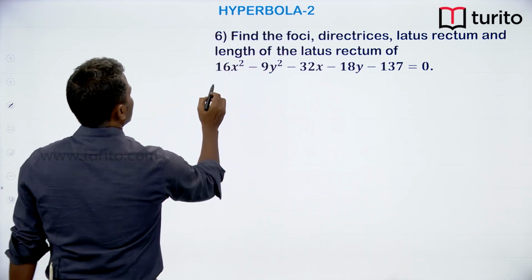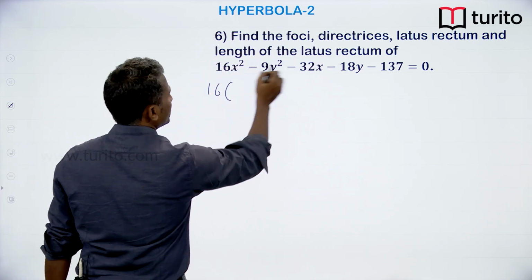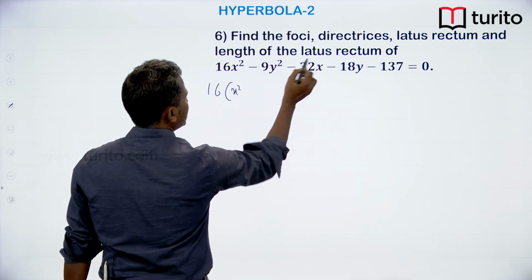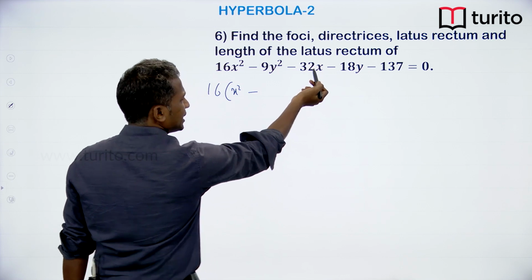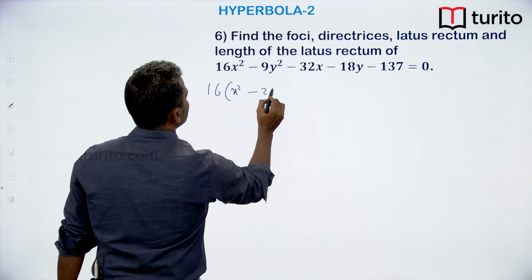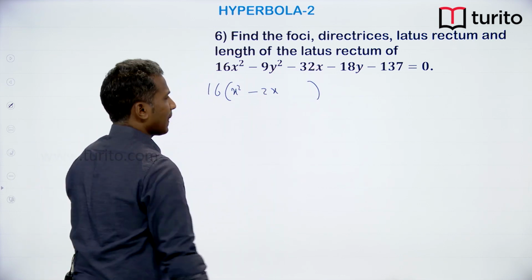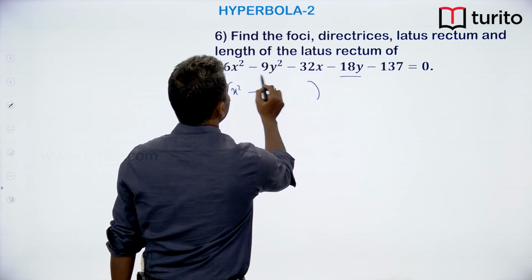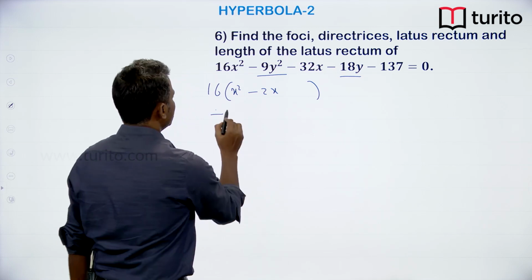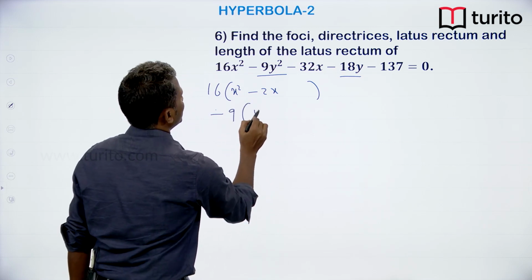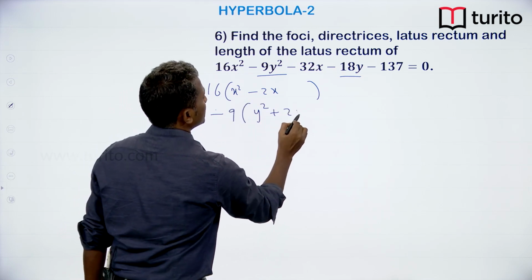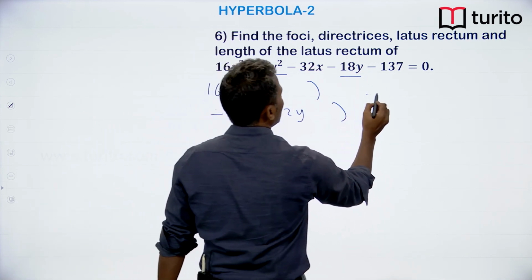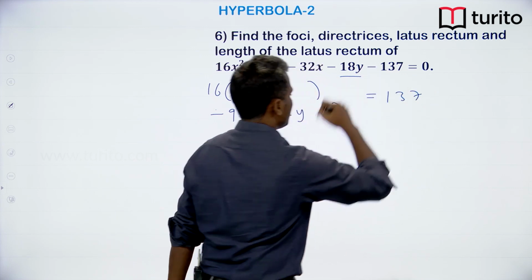So, here if I take 16 common from all x terms, what do I get? x square is here and from 32 I am taking 16 common, so it becomes 2x. Minus, from these two terms I am taking 9 common. So, minus 9 into y square plus 2y. Now, the constant I will put in the RHS.